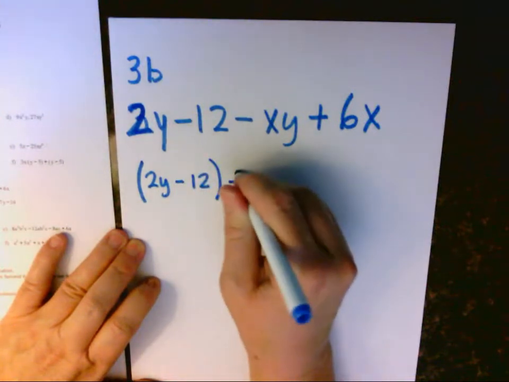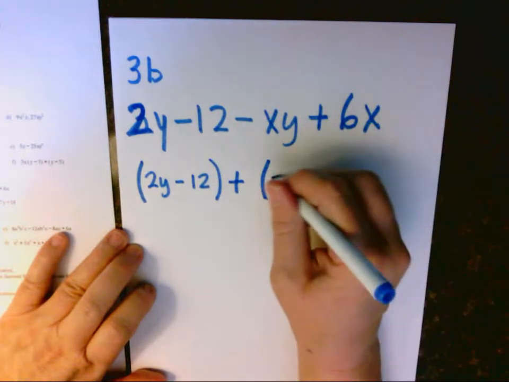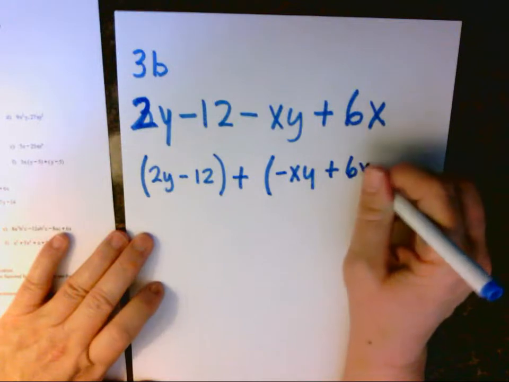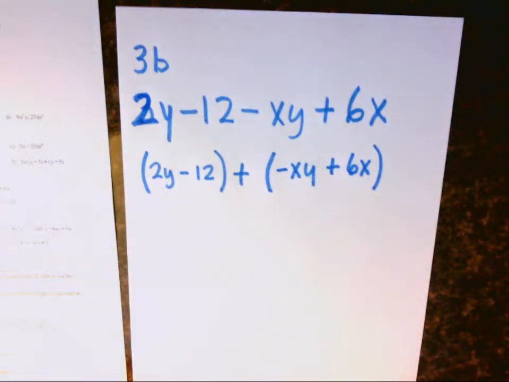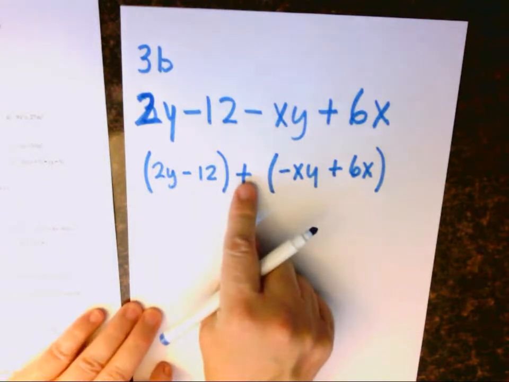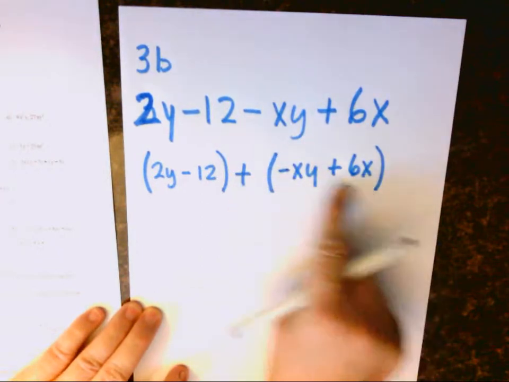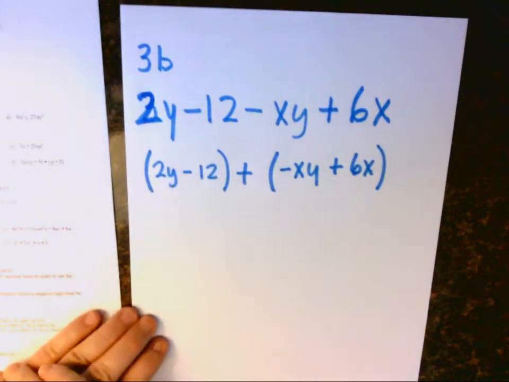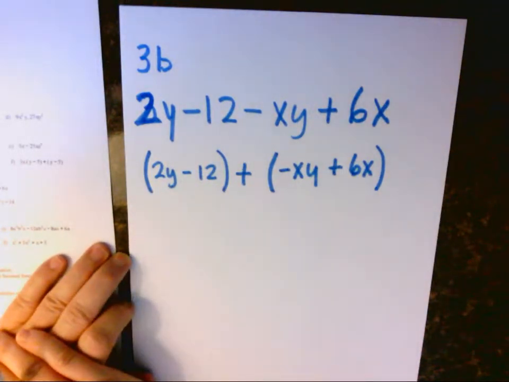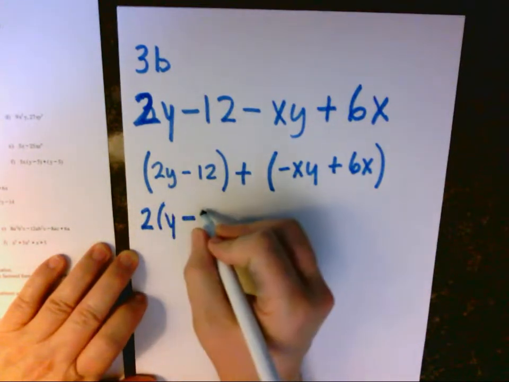So I group the first 2, and I group the second 2. Notice that I put that negative inside because I can easily make a sign mistake otherwise. So I said this is the first group and this is the second group. I kept the negative with the term that it belongs with. In this first group, what is common? Yes, the 2. Pull out a 2 and you get y minus 6.